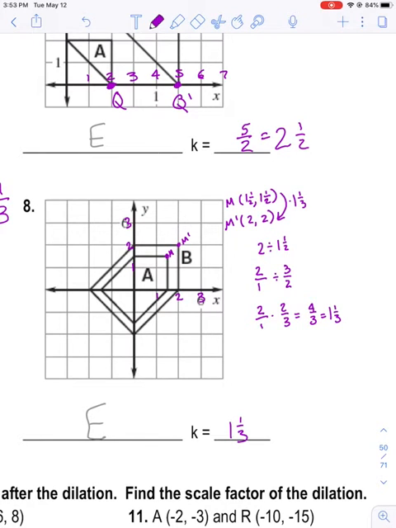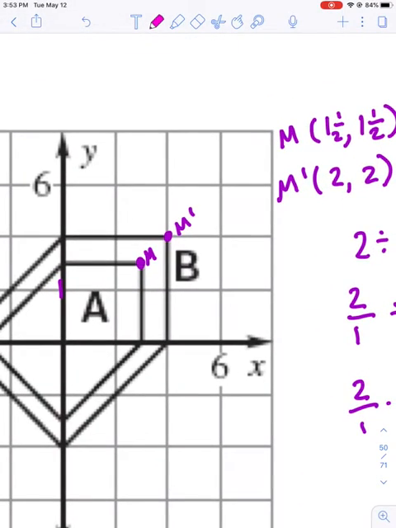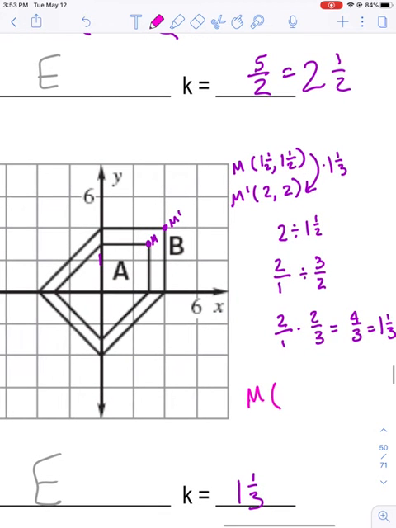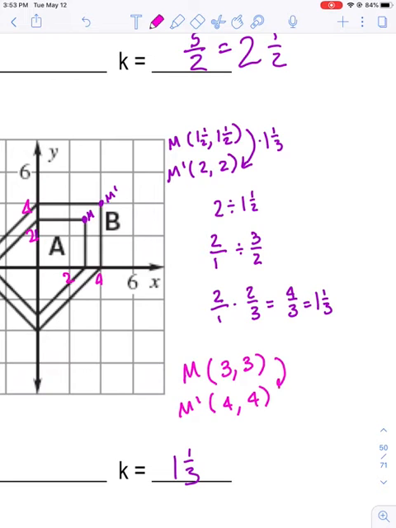If I didn't rename the axis and I'd kept it with the original 6, I'm going to be getting the exact same answer. So if I had said that M was at, so this would be then 2, 4, 6, 2, 4, 6. So M would be at 3, 3, and M prime would be at 4, 4. Actually, might have been easier to do it this way. They're whole numbers. They showed me.